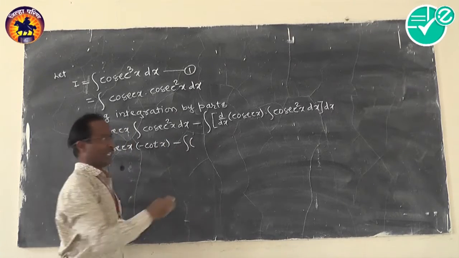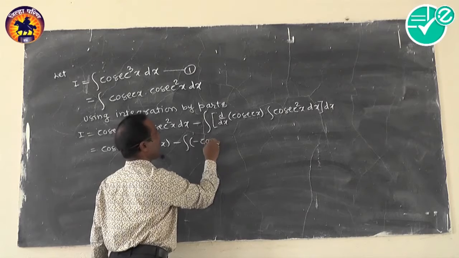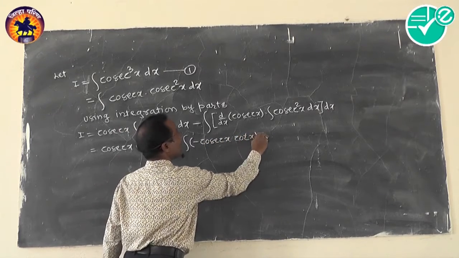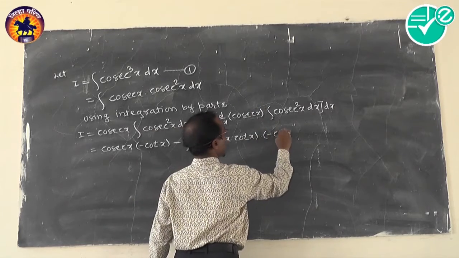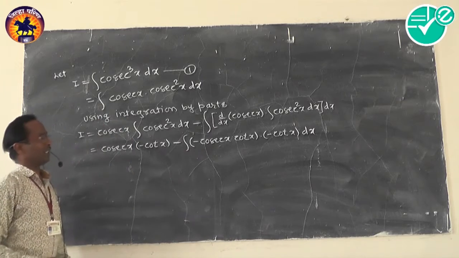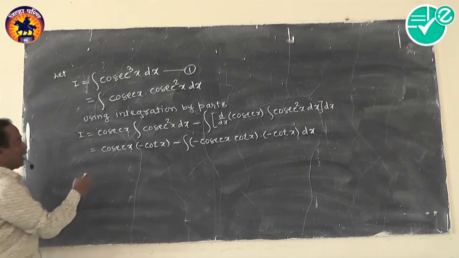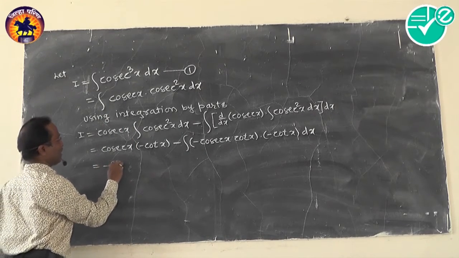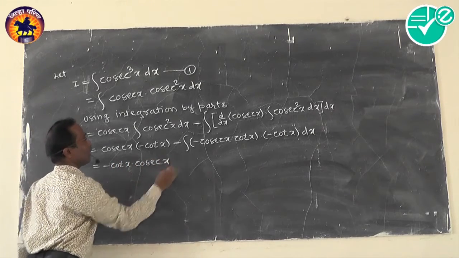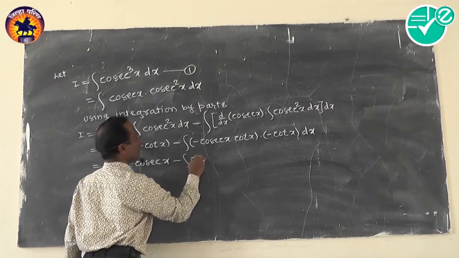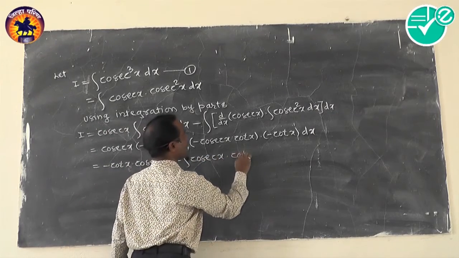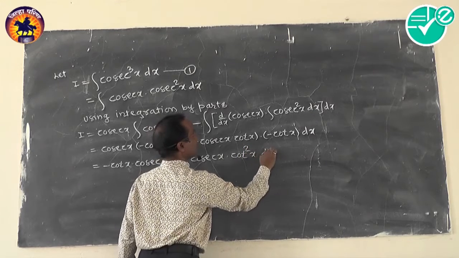the derivative of cosec x, which is minus cosec x into cot x, into minus cot x dx. Integral of cosec square x dx is minus cot x. We get minus cot x into cosec x minus integral of cosec x into cot square x dx.